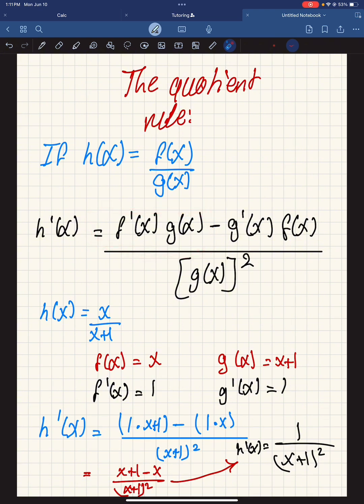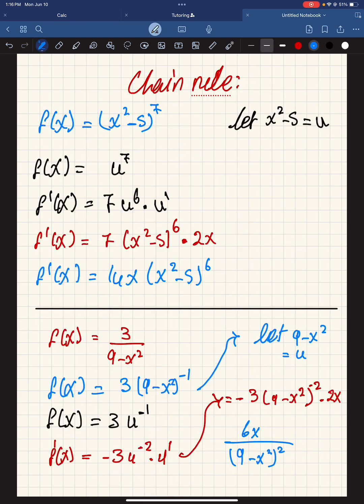and then you subtract g prime x f x from it. And then if you follow the formula, you just get this, and then once you simplify it out, it's going to be x plus 1 minus x over x plus 1 whole squared. And then as you can see, these two cancel out, and you're just left with 1 over x plus 1 squared. And the last of the rules that you have to know is chain rule.